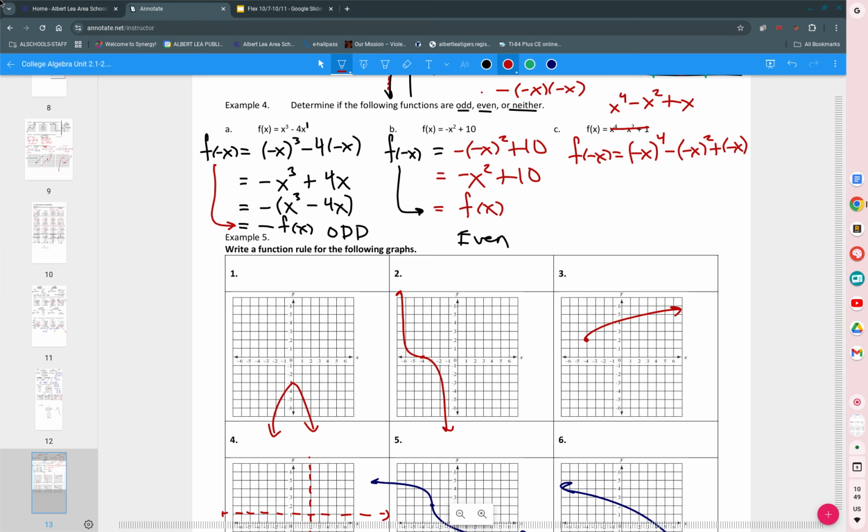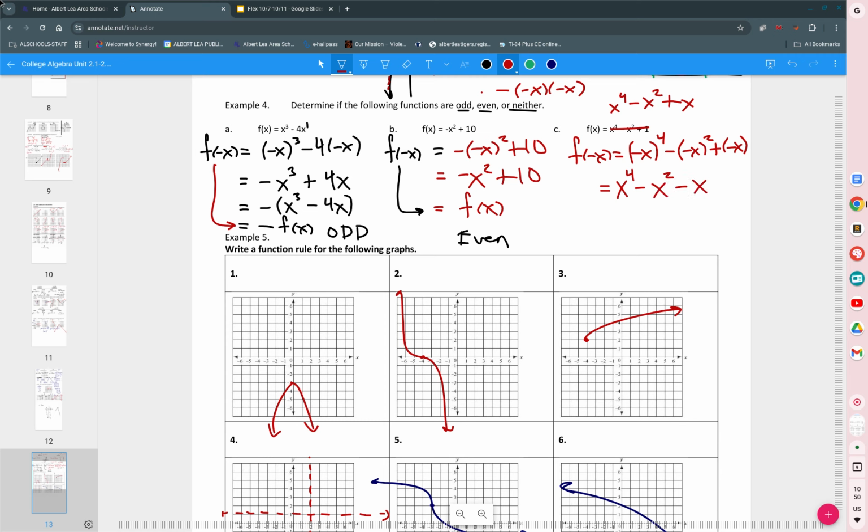Is that going to produce positive x to the 4th or negative x to the 4th? Positive x to the 4th. Is that going to be a plus x squared or a minus x squared? Minus x squared. Again, the negatives don't cancel. You have 3 negatives here after you square it. So I've got minus x squared, and it'll be a minus x.